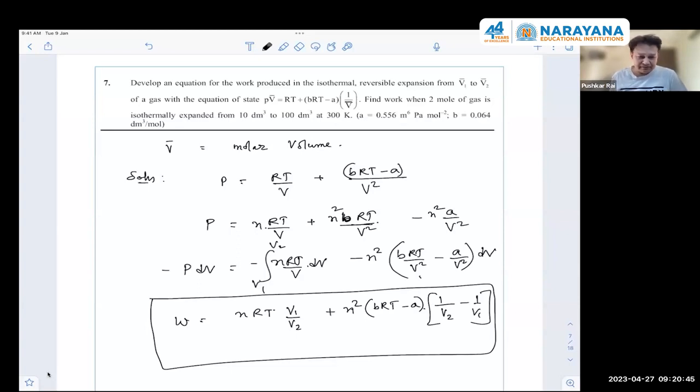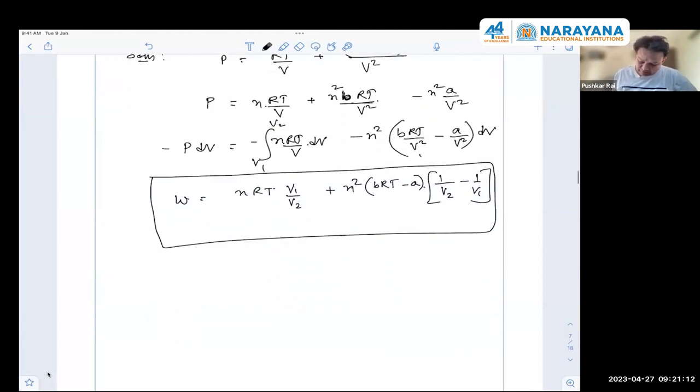Can they ask this? Can they ask it? What do you think? Provided the data is very good so that the calculation is less, they can ask. They can give a very good value of B, they can give a very good value of A, and so they can ask. Do you agree? So if they can ask, what do you think?